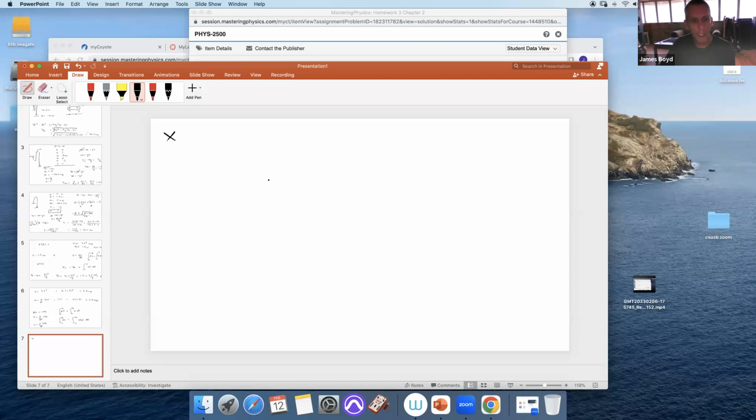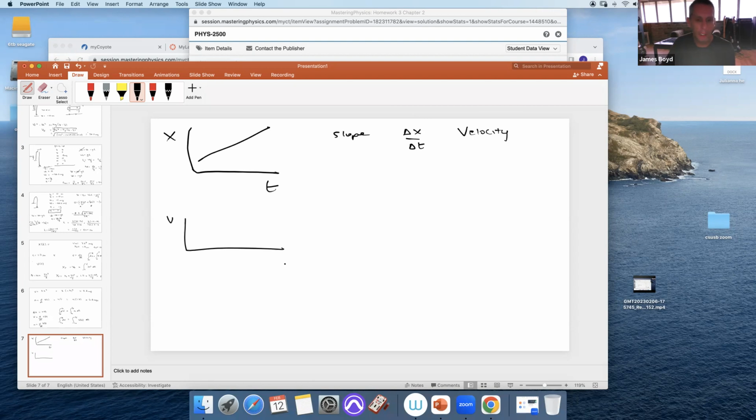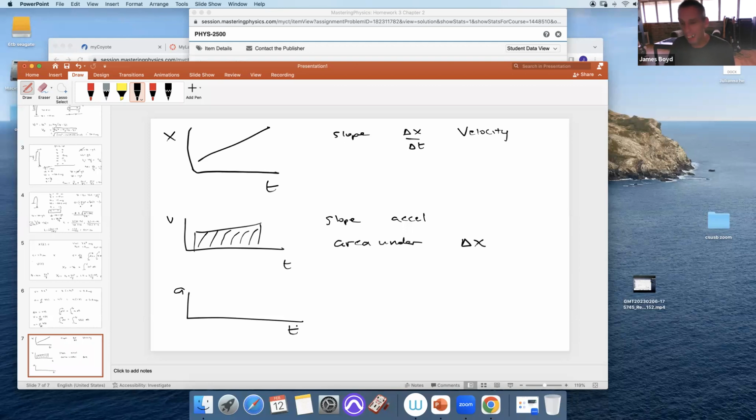If we have an x versus t graph, recall that the slope of an x versus t graph is the change of y over the change of x, which is change of x over change of t, rise over run. The slope is the velocity, okay? For a v versus t graph, the slope is the acceleration. But the area under the curve is the change of x. And then finally, for an a versus t graph, the slope means nothing, but the area under the curve is the change of velocity.